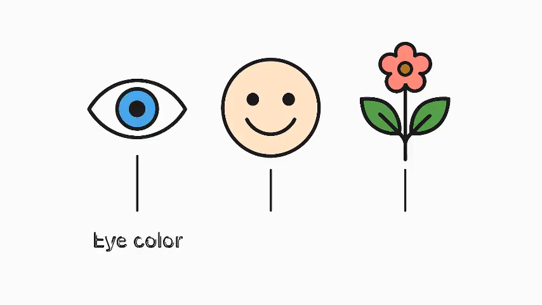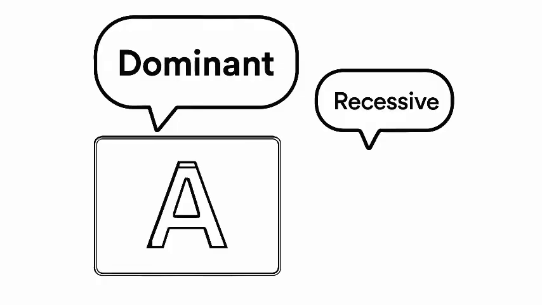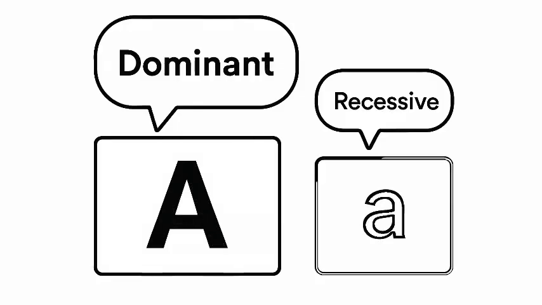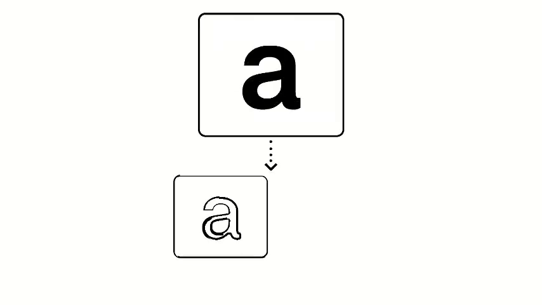Some alleles are dominant, others are recessive. A dominant allele is like a loud voice. If it's there, it usually shows up in the trait. We often write dominant alleles with a capital letter, like A. A recessive allele is the quiet voice. It only shows up if both alleles are recessive. We write those with a lowercase letter, like a.